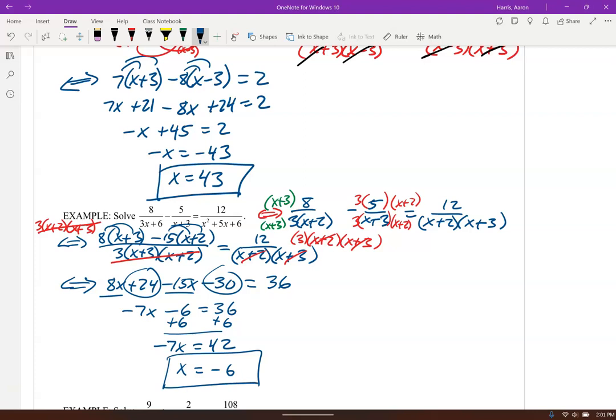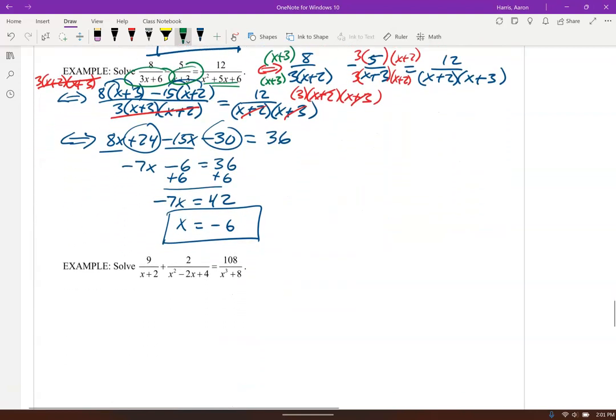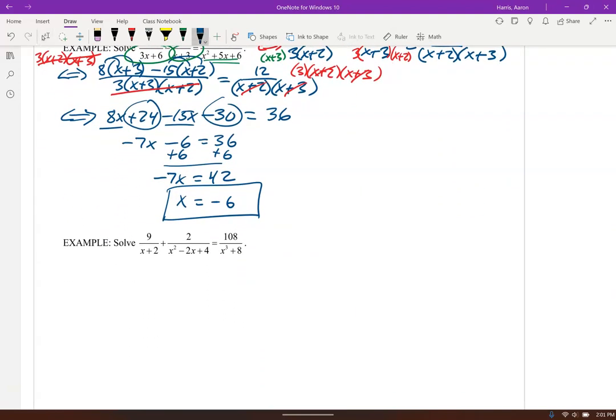Now I just got to make sure I check the original. X cannot be negative 2, and x plus 3 can't be 0, so x can't be negative 3. And these factors were also negative 2 and negative 3. It could not be. So negative 6 will be fine. You could check that in the original. You'll see that that's a true statement.